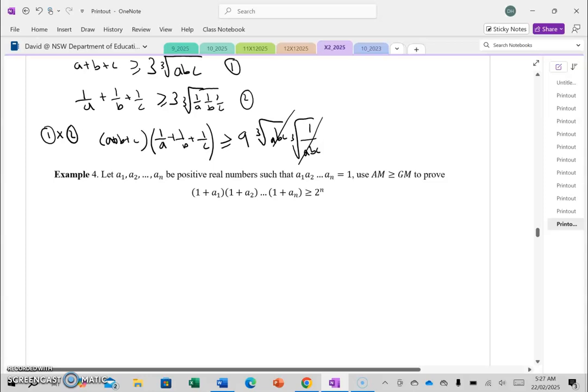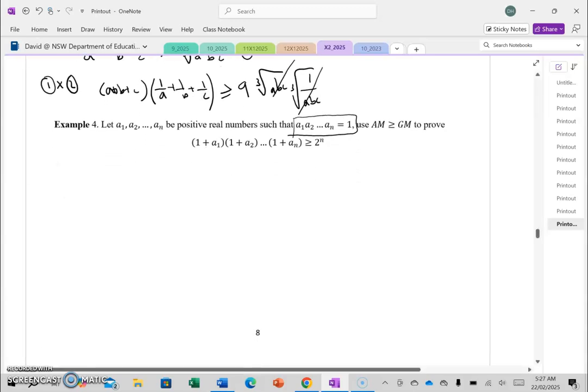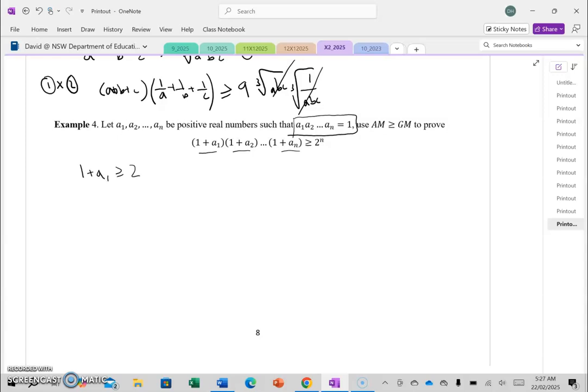Okay, here we go. Let A1, A2, all the way up to AN be positive real numbers such that the product is equal to 1. Use AM greater than or equal to GM to prove, and they've given us a result. So once again, it looks like I'm looking at a many product here. There are 2 numbers, so I'm using the AM-GM for 2. So that'll be 2 square root of 1 times A1, which if you simplify that, it'll just be 2 root A1.